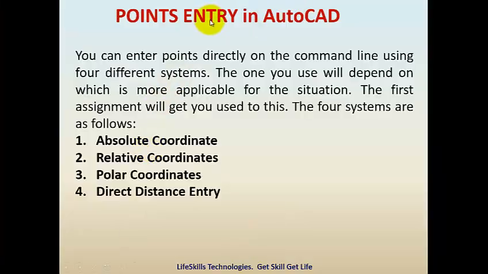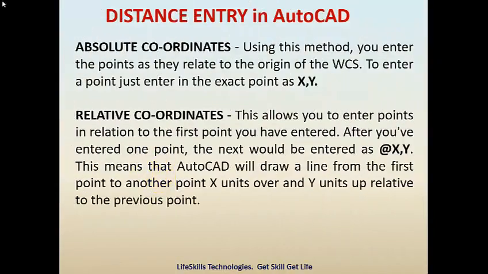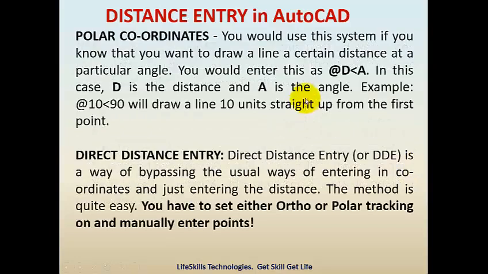this point entry methods in AutoCAD, or what we call distance entry method. So we have absolute, relative, polar, and direct distance entry. So in the absolute coordinate, I've tried to explain that. The relative coordinate we use at x, y. In the polar, we use at the distance of the line, then angle, then the value of the angle, which is letter A, for example, at 10 angle 90 degrees.